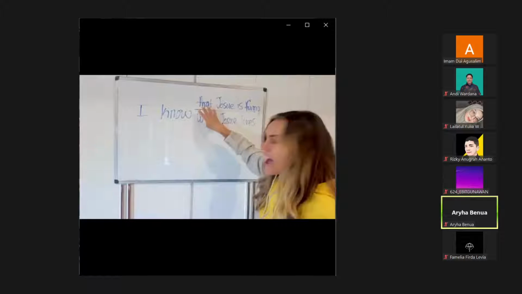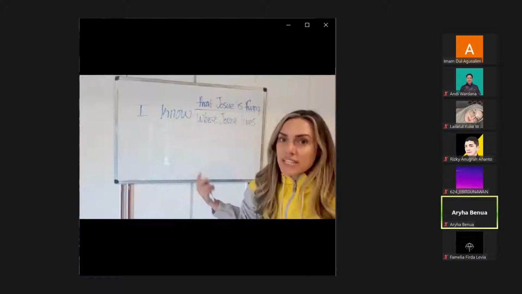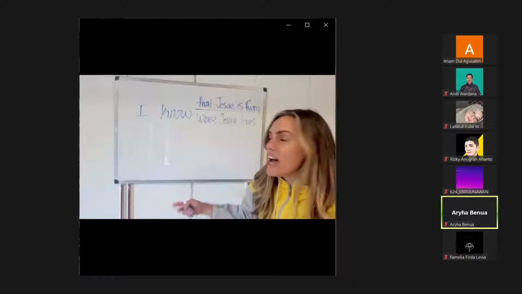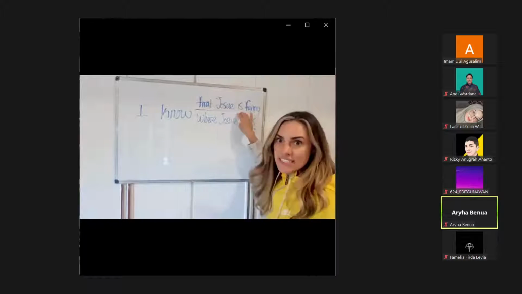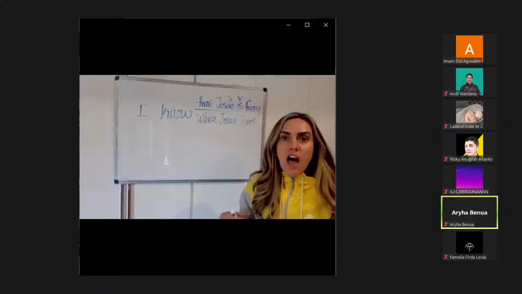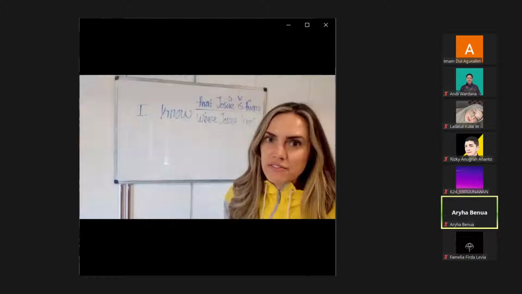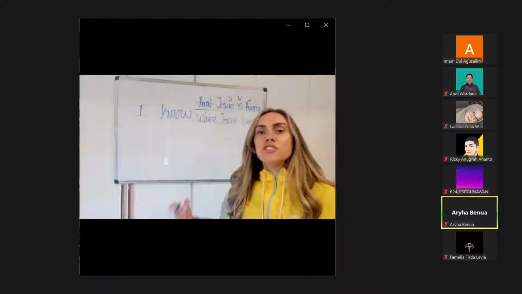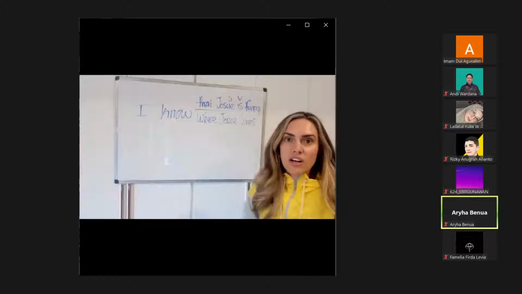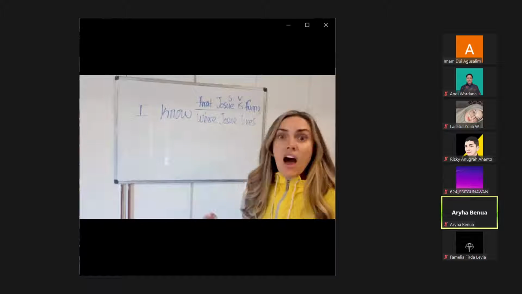But that signals that this is a noun clause, and it's a clause because it has a subject and verb inside. Josue is. That's the subject, that's the verb. I know that Josue is funny. I know Josue. So this is one noun clause. It functions as a noun, okay?